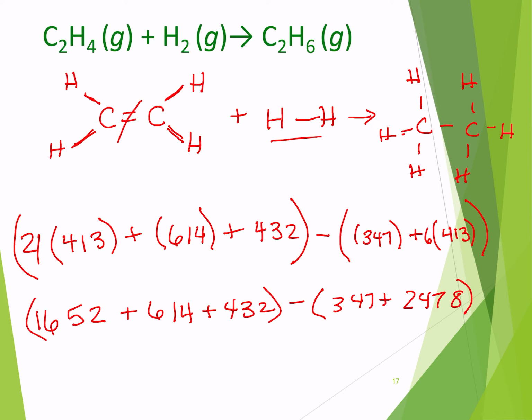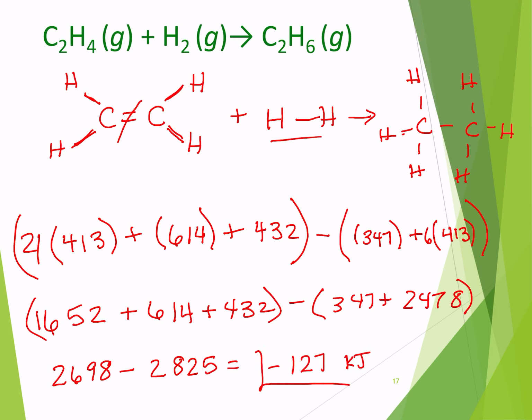So that will get you that. So we can go 1652 plus 614 plus 432. That gets us 2698 minus 347 plus 2478 gets us 2825. So when we subtract those, we get negative 127 kilojoules. So this is an exothermic reaction because our delta H of our reaction came out negative. Let's go ahead and try another one.